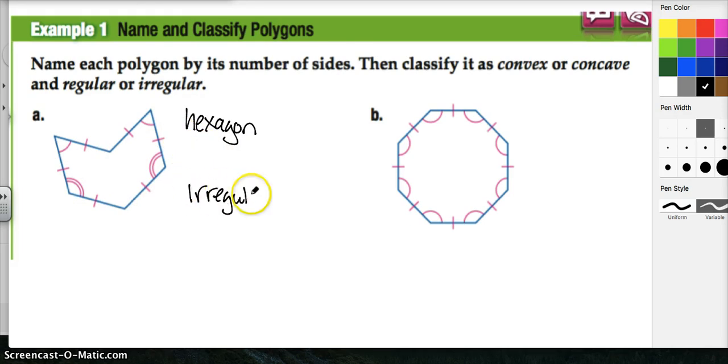And I need to answer the other question, is it convex or concave? And you can see it's punched in here, so I'm going to say it's concave. All right, so those are the 3 bullet points about this one. Let's take a look over here.